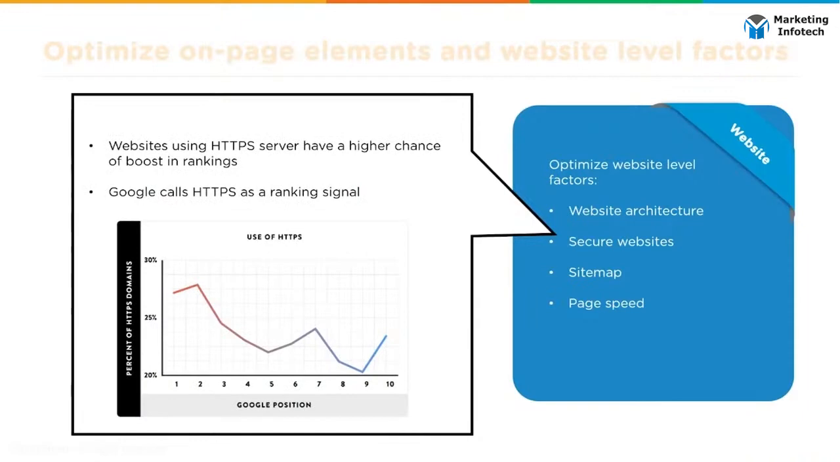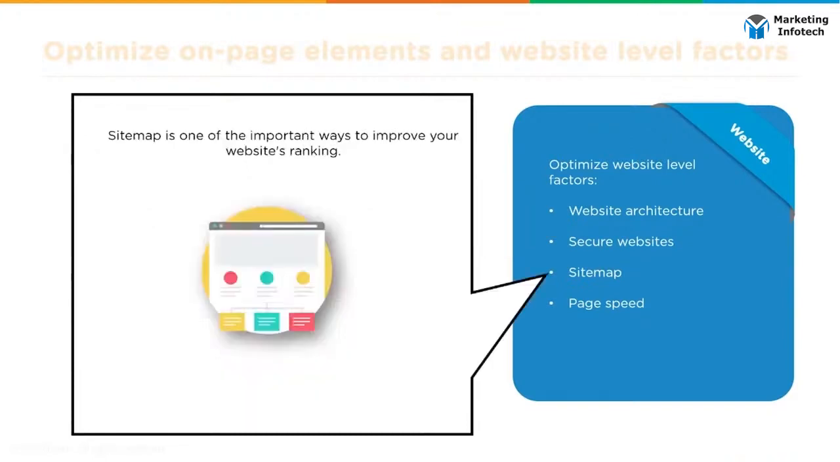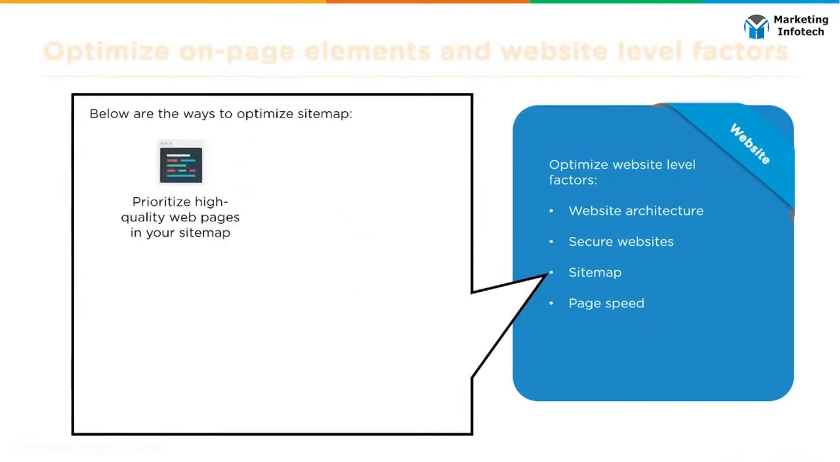Higher. So HTTPS is a ranking signal because Google indexes those pages. So let's also talk about sitemaps. A sitemap is one of the most important ways to improve your website ranking. Why? Well, because sitemaps are a way to organize all your URLs into one file. So we're basically going to prioritize all our web pages in a sitemap.